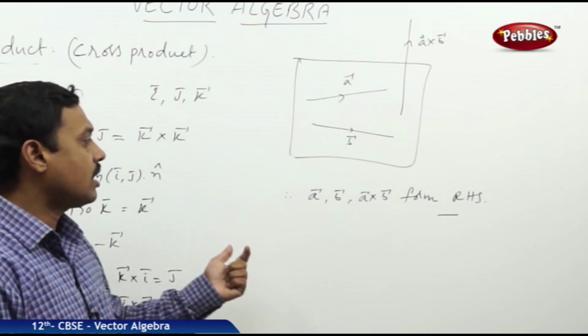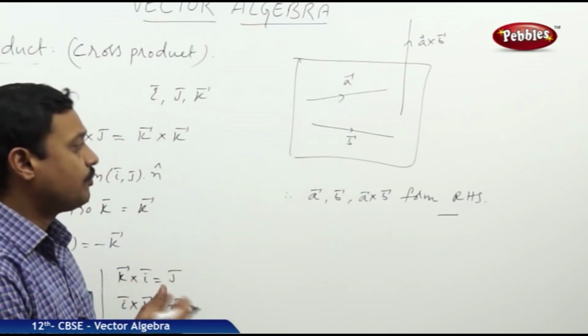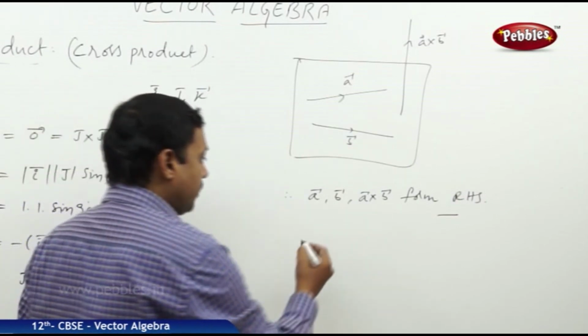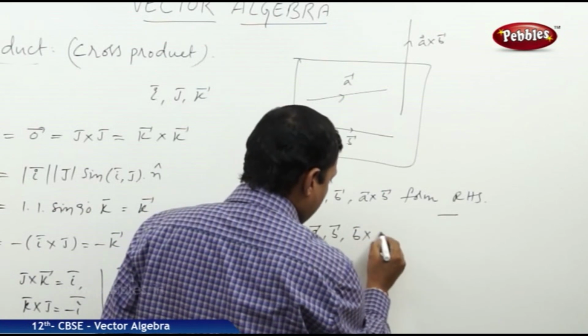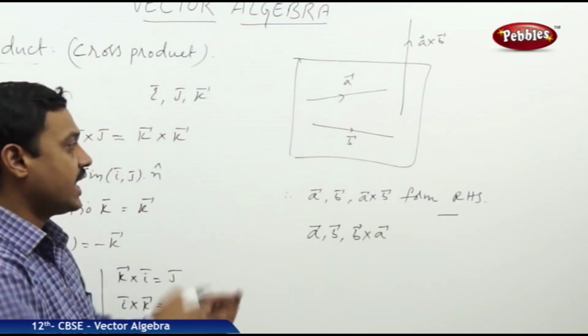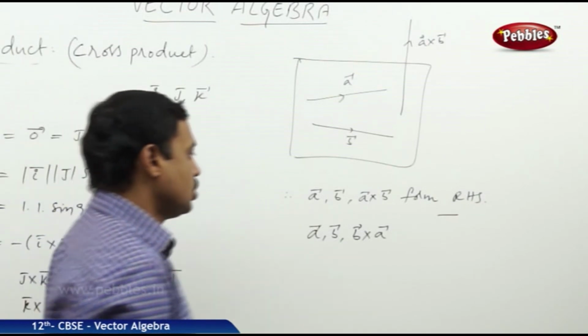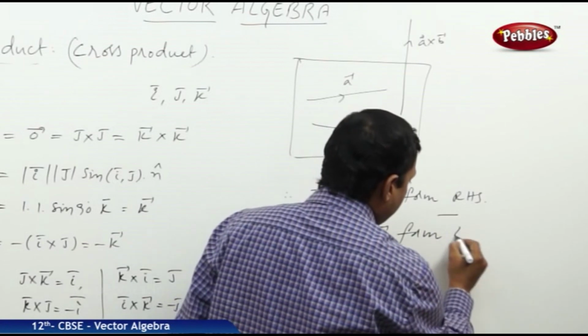If three vectors do not form a right-handed system, obviously they are said to form a left-handed system. Simply, A bar, comma B bar, comma B cross A. So a left-handed system is always the reverse in direction of the right-handed system, so that A, B, B cross A form a left-handed system.